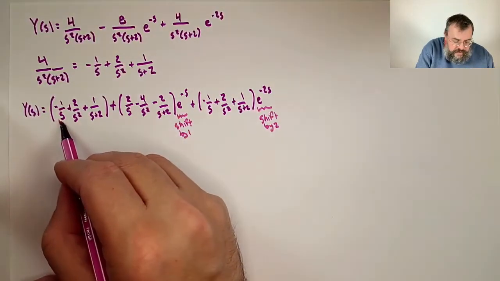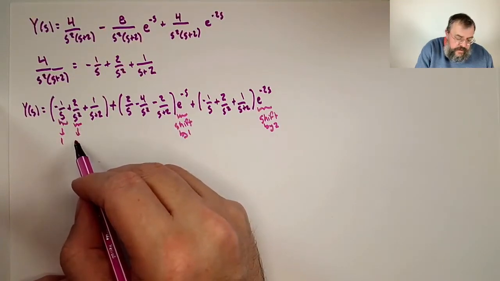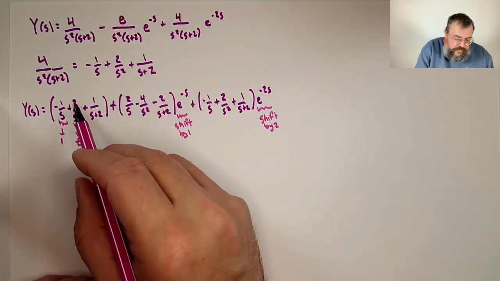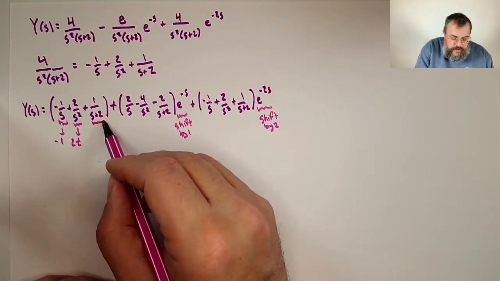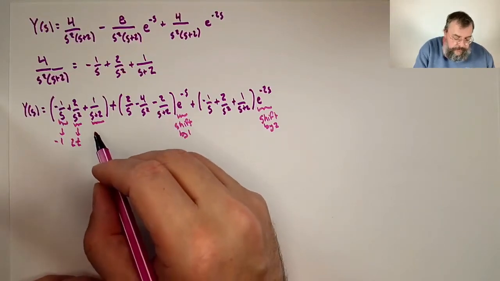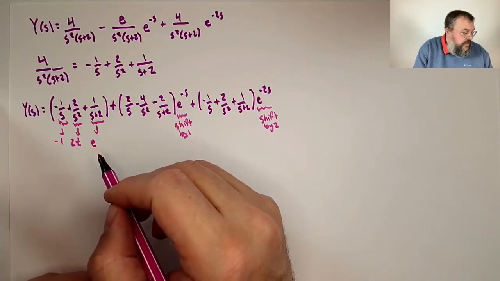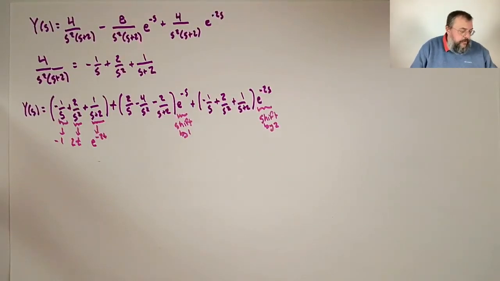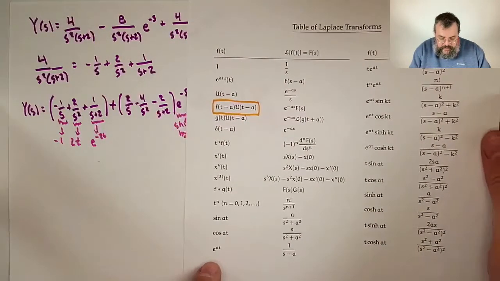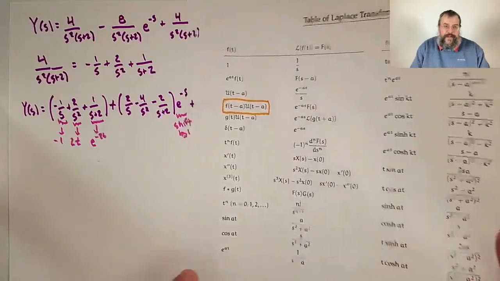When we look at 1 over s, that's a 1. 2 over s squared, well, 1 over s squared would be t. Don't forget the 2. Okay, so I'll write 2t just so I don't forget. Make that minus 1. 1 over s plus 2 would be e to the minus 2t. Yes. Good. Because if you look at the table, why not use it? 1 over s plus 2, that's s minus minus 2. So that's why it's e to the minus 2t.